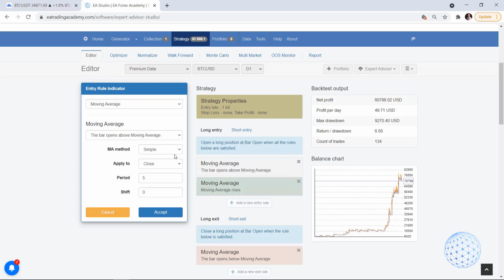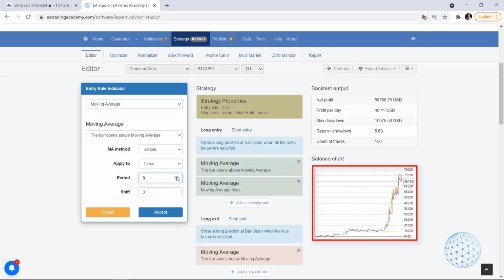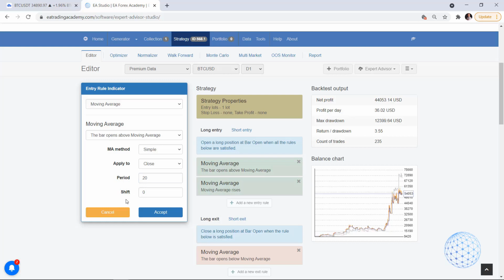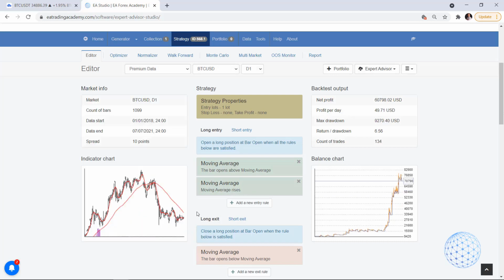And look at that, if I change the period, for example, if I increase it to 6, immediately I see the difference in the balance chart. And if I increase it to 7, if I increase it to 8, if I increase it to 9, let's increase it to 20, you see that there is a difference. Actually, the strategy became worse. So I'll bring it back to 5, I'll click on accept.